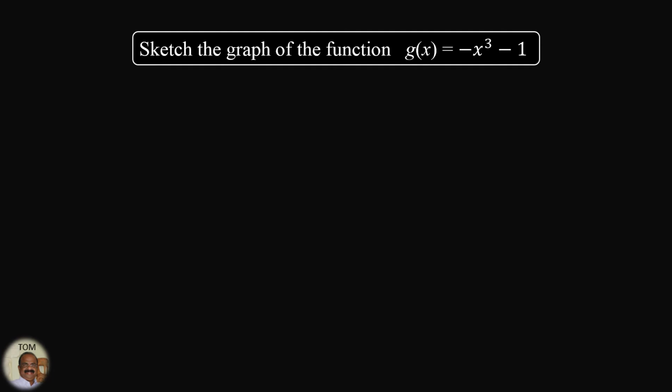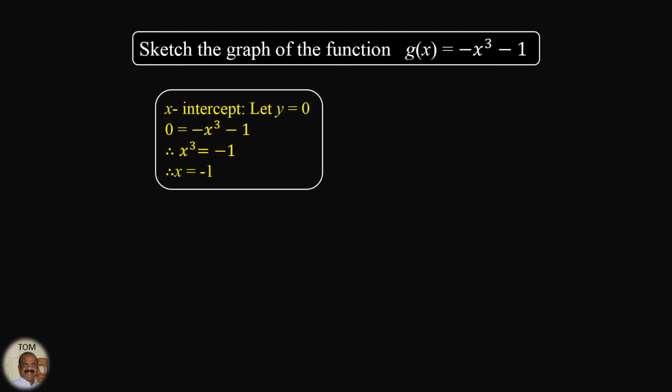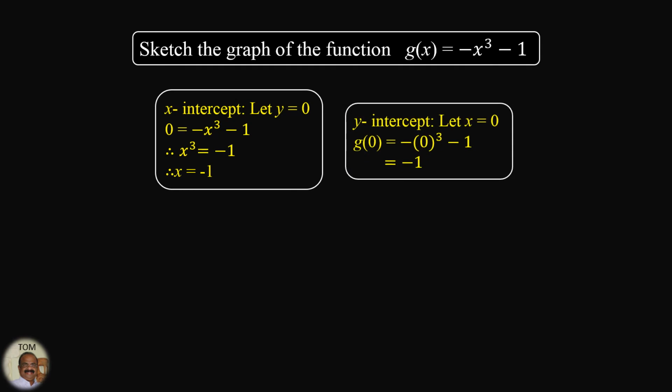Sketch the graph of another function, g of x equal to minus x cube minus 1. Okay, start. We get the x-intercept. We put y equal to 0. Then x cube equal to minus 1. Cube root of x is minus 1. So the x-intercept is minus 1.